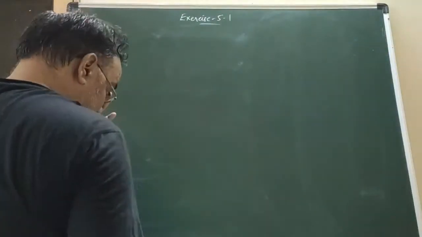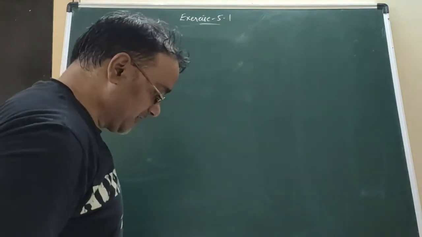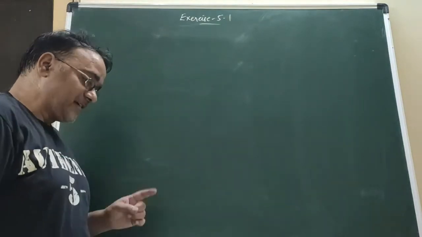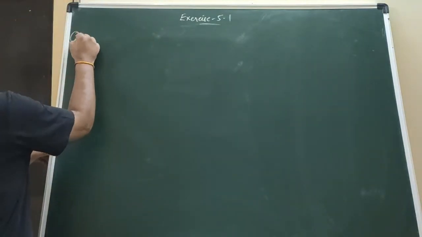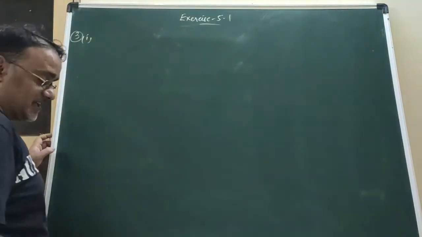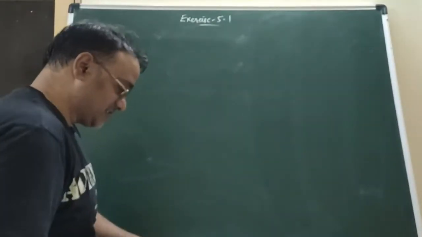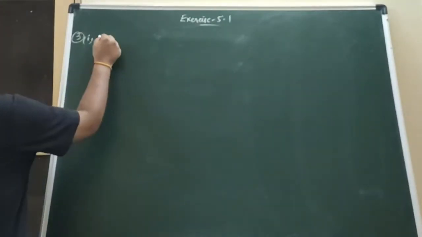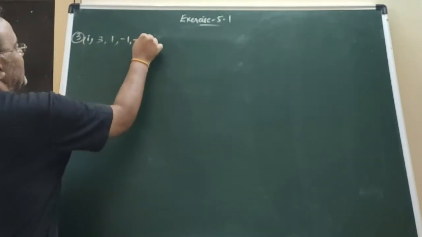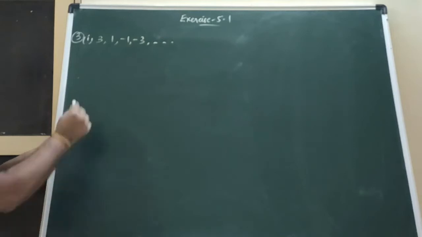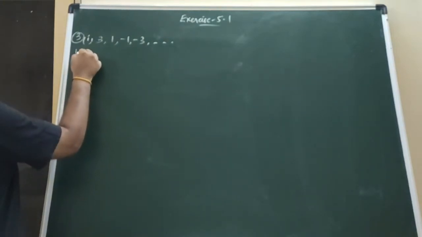Right. Third question, I am reading the question. For the following APs, write the first term and the common difference. So third question, first bit. An AP is given, and we have to write the first term and the common difference. 3, 1, -1, -3, and so on.